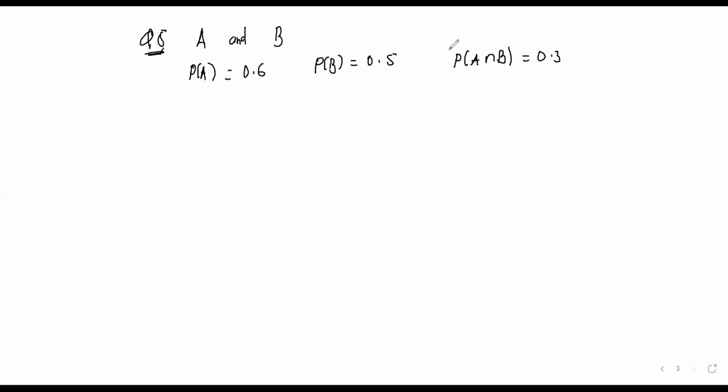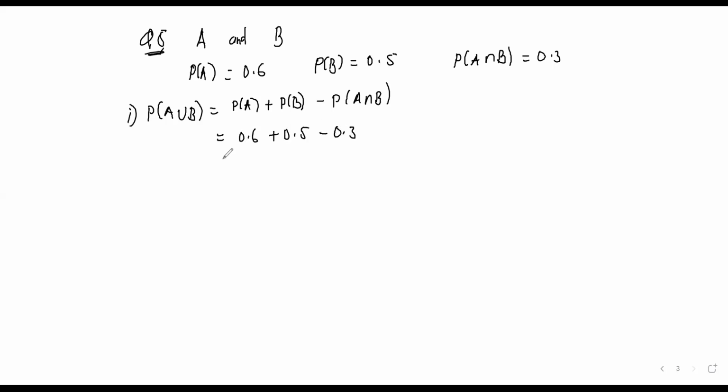Okay. And so what's the probability that one of them is achieved? A or B, meaning A union B. So the probability of A plus the probability of B minus the probability of A intersection B. Quite easy, this one. 0.6 plus 0.5 minus 0.3. Okay, that is 0.8.